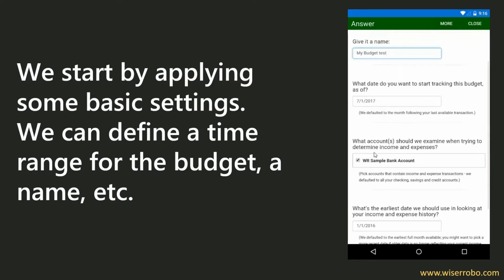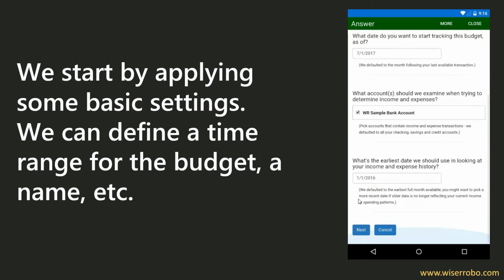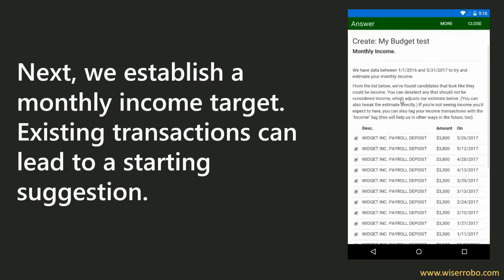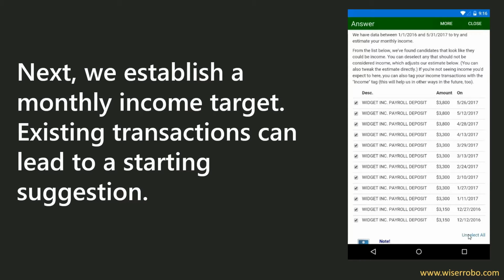We start by applying some basic settings. We can define a time range for the budget, a name. Next, we establish a monthly income target. Existing transactions can lead to a starting suggestion.